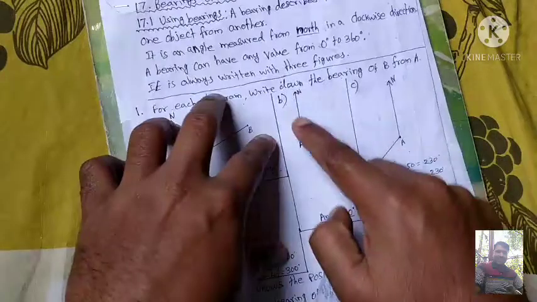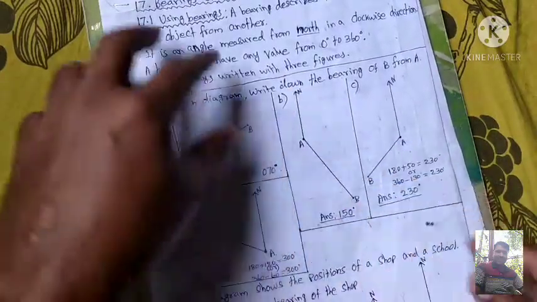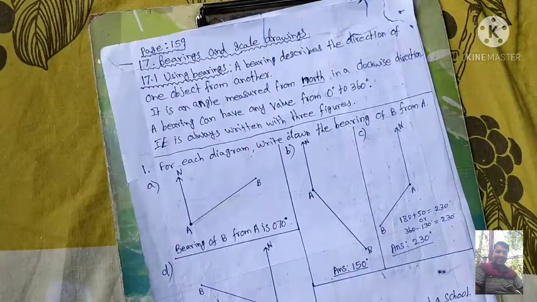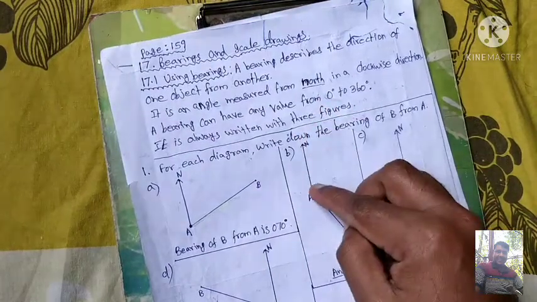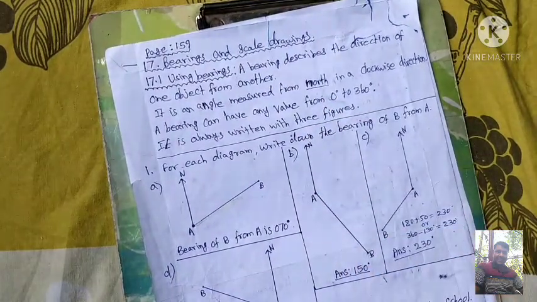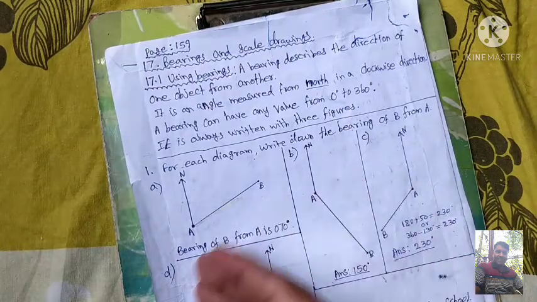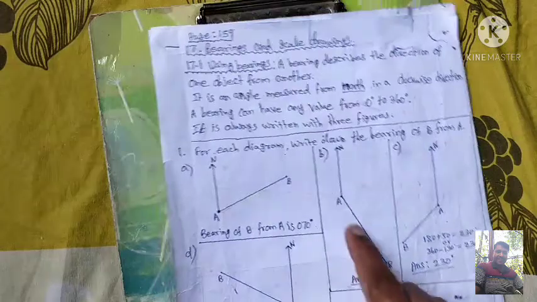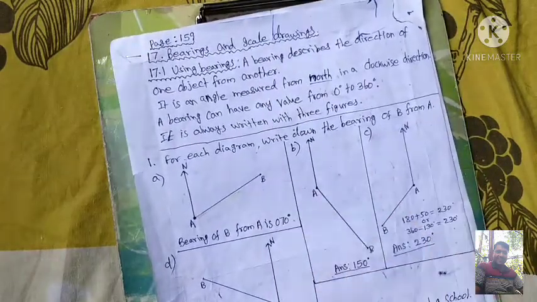So now this is the diagram given in your book. So we are going to take this. Again I will tell you, always remember, if the B line is coming in the right side, it is below 180 degrees. If the B line is coming to the left side, it is more than 180 degrees. So now you can see this, it is the right side, is that right?